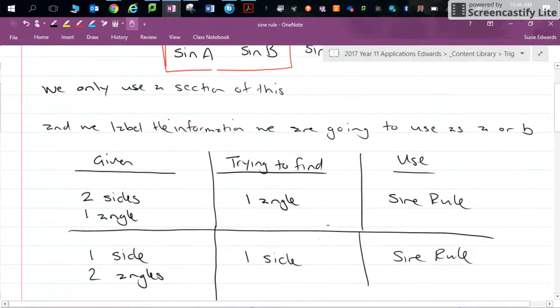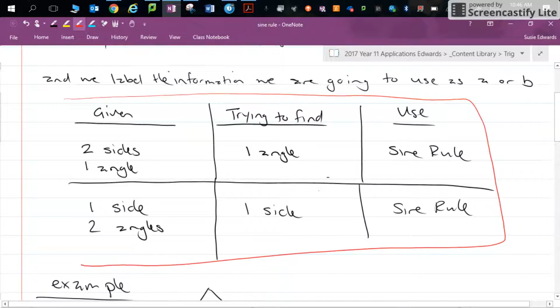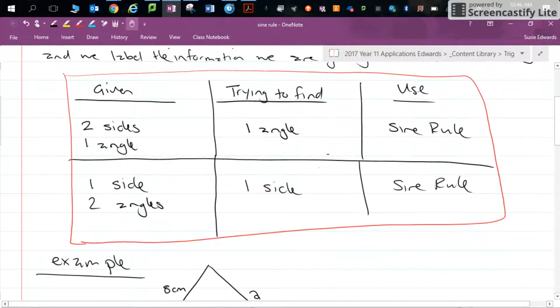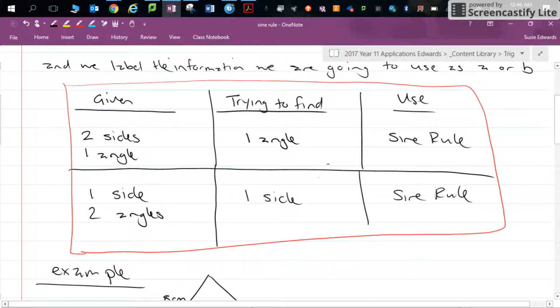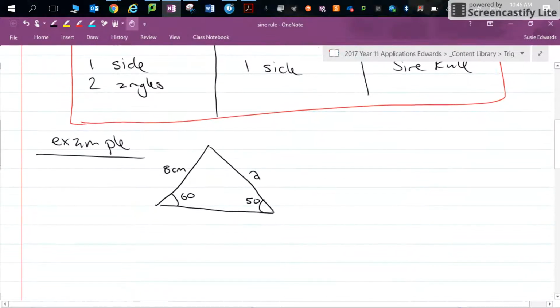We're going to make a big table of this later on, but this rule can be used if you get given two sides and one angle, then you can find one angle. And if you get given one side and two angles, then you can find one side. This sort of table really helps us work out which rule we need to use to find what we're trying to find. So I'm going to give you an example, and then after that, I'll give you some steps.